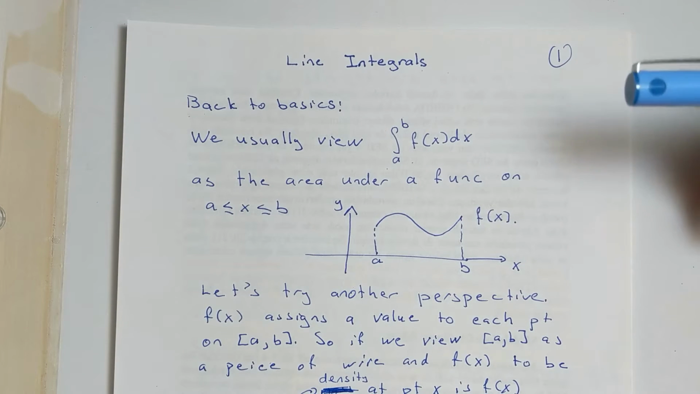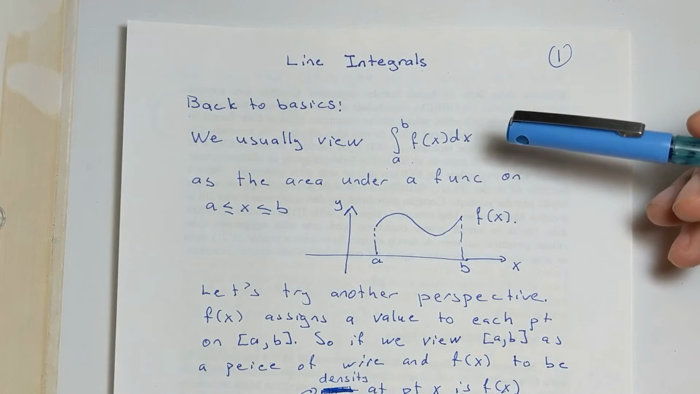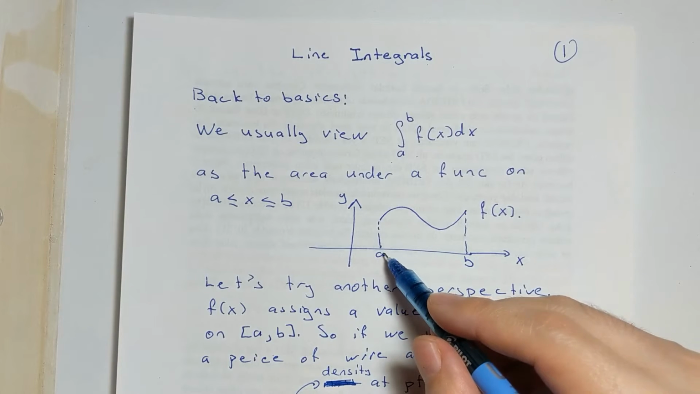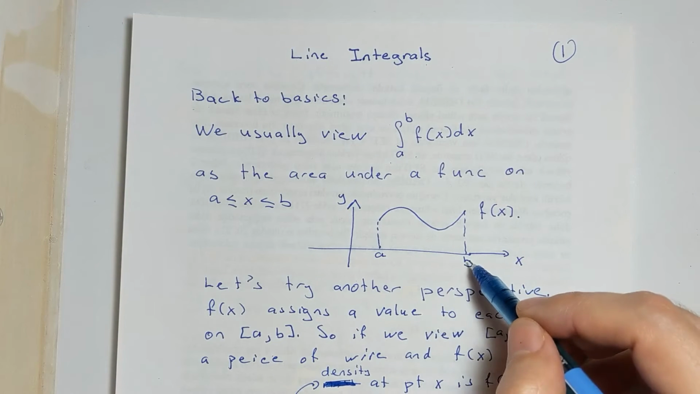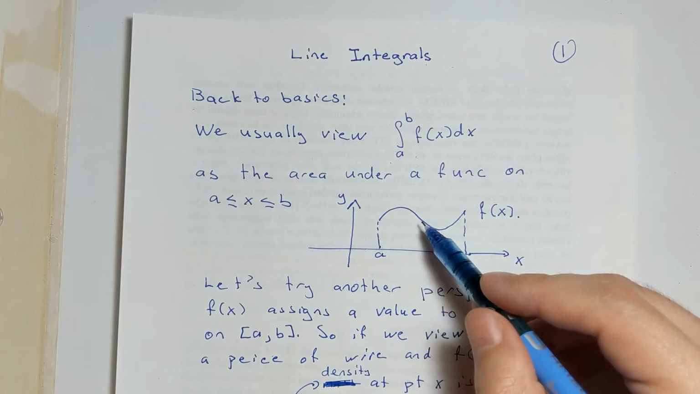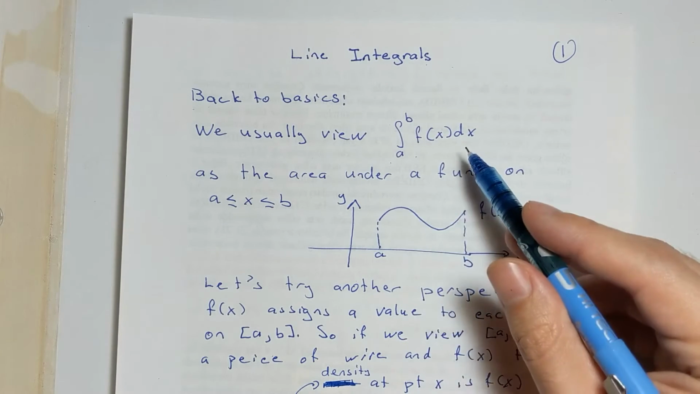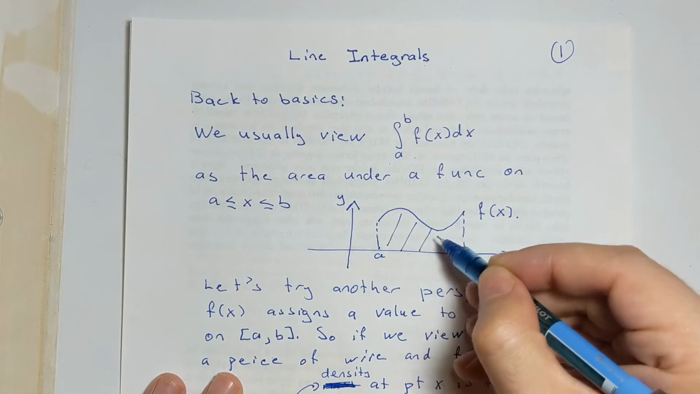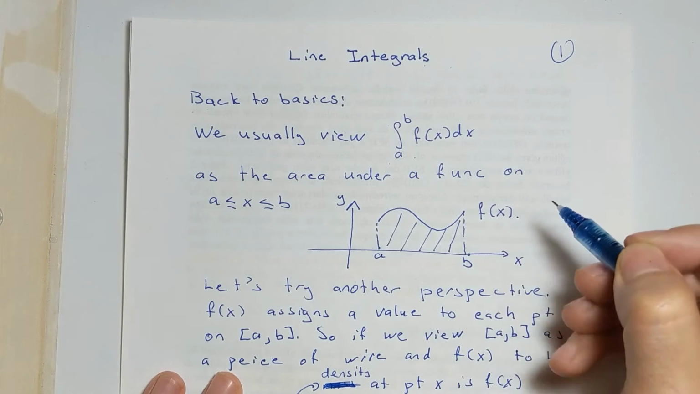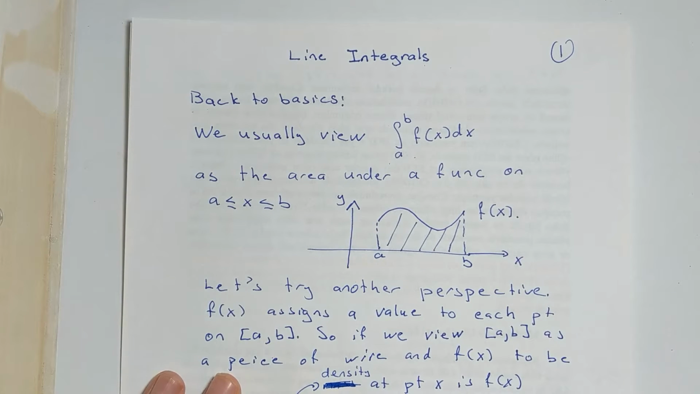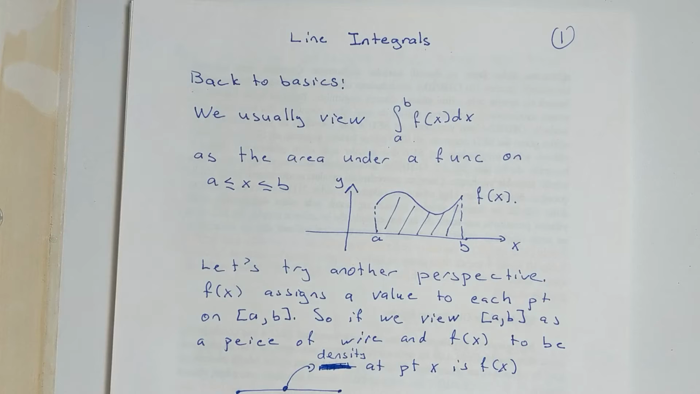So in the good old days, when we talked about the integral from a to b of f of x dx, what we imagined was the line segment a to b on the x-axis, and a function f of x. When we graph that function, this integral calculates the area below the curve defined by this function on the interval a to b. That's how we saw integrals.